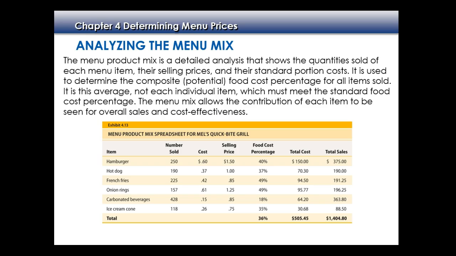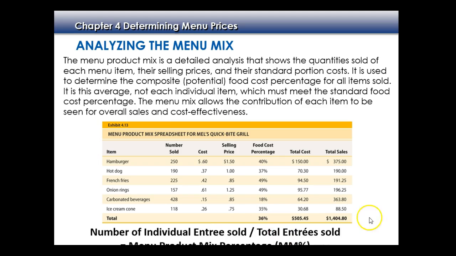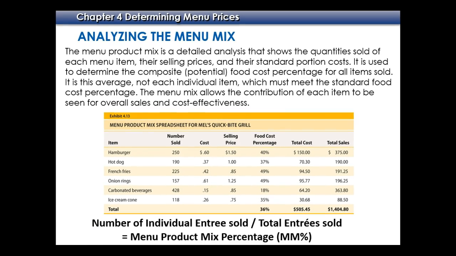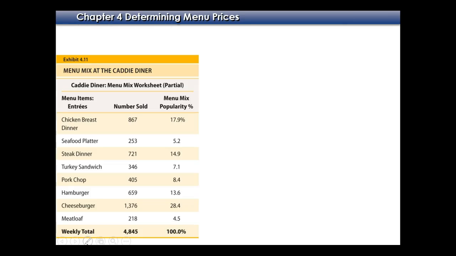So right after they have this, they talk about the menu mix percentage. It's the number of individual entrees sold divided by the total number of entrees sold. That will give you the MM percentage, the menu product mix. So I'll flip to the next one. I'll kind of show you more of what it's saying here.